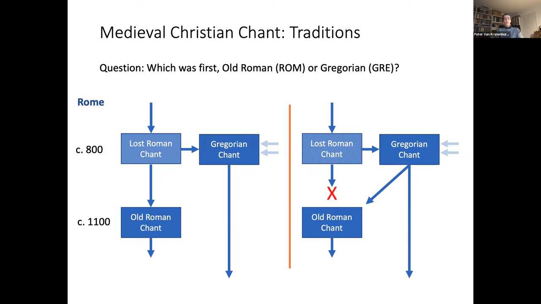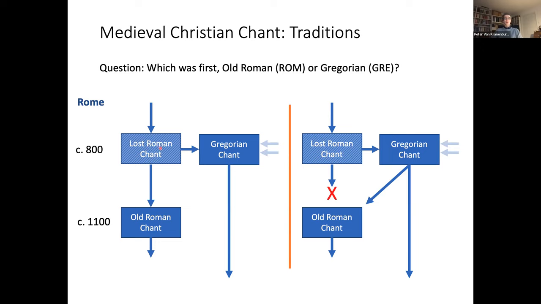So to give one example of an open problem in studying the history of chant: what is this Old Roman chant? We have a couple of manuscripts with the melodies dating from around 1100. And that's what we call Old Roman chant. These are the earliest sources of the chant in Rome we have. Now there are two possibilities. The first is at the left. There is the tradition of chant in Rome, which is lost now because nothing of it was written down or has been found back. And the sources we do have, the sources from around 1100, are a direct continuation of that tradition from Rome.